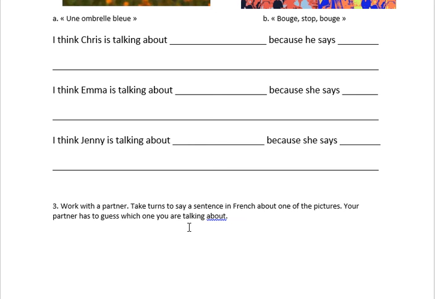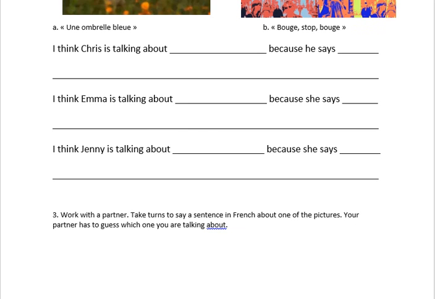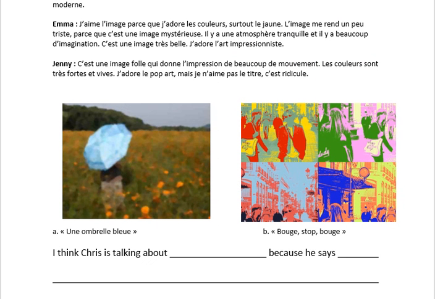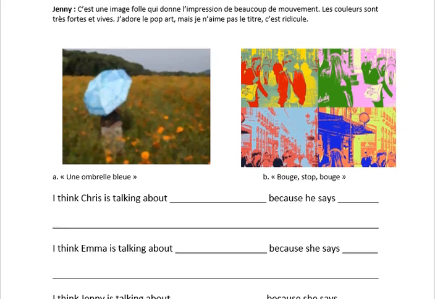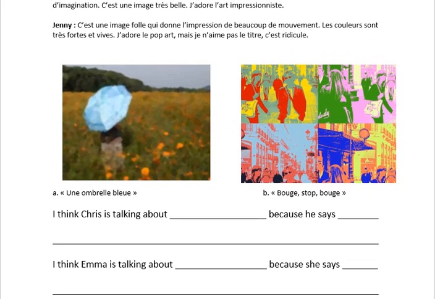And then look at this. If we were in class, you're going to work with a partner and take turns to say a sentence in French about one of the pictures, and your partner would have to guess which one. So that would have been great, and you'd have been brilliant at that. So instead, you're going to have to write some sentences, aren't you?